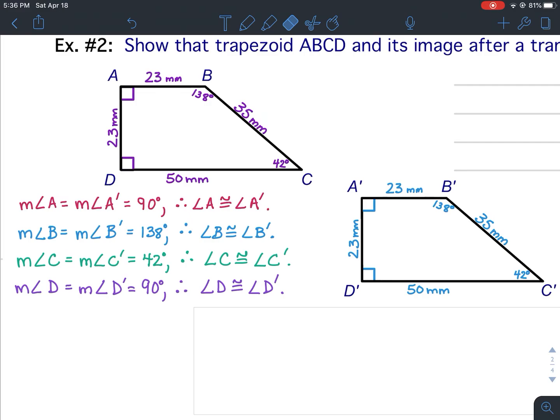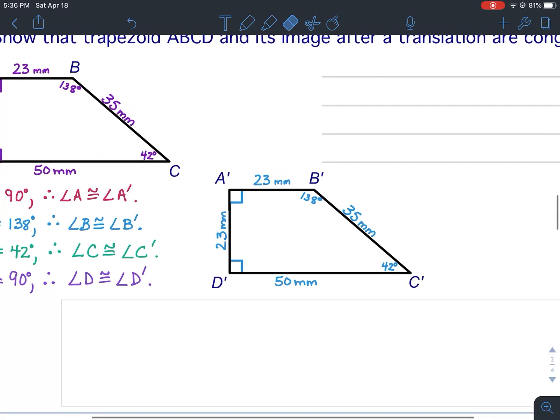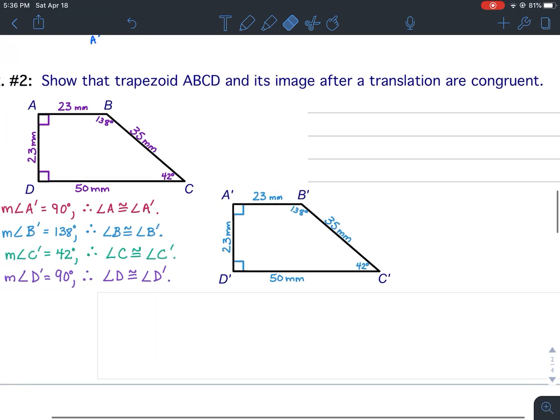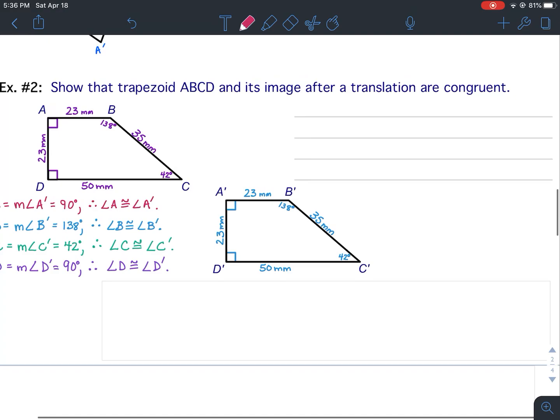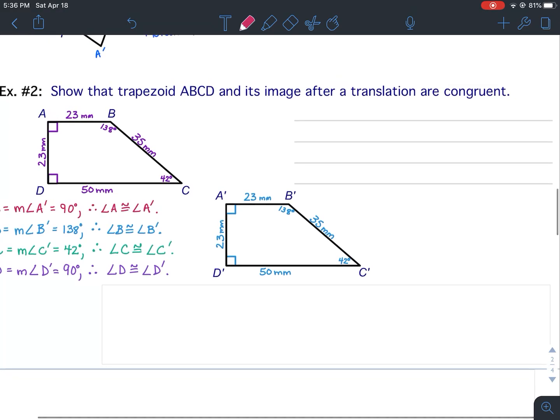Okay, so what we did there is we proved that all the corresponding angles are congruent. All corresponding angles are congruent. So let's now move to the sides. Side AB and side A prime B prime. So the length of AB equals the length of A prime B prime, which equals 23 millimeters.